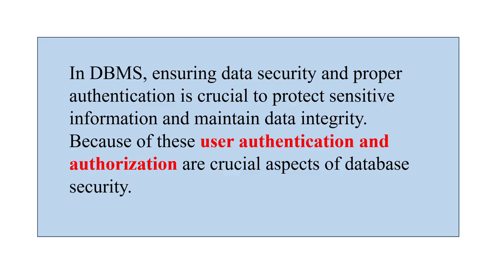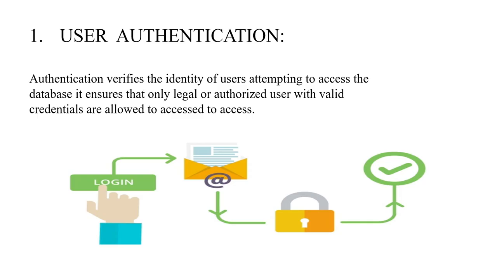In DBMS, ensuring data security and proper authentication is crucial to protect sensitive information and maintain data integrity. Data integrity is nothing but providing security to the data stored in our database. Because of this, user authentication and authorization are crucial aspects of database security. These are the two crucial aspects, user authentication and user authorization, which maintain our data integrity and protect sensitive information in our database management system. First we will deal with user authentication. As we can see here, we log in in some way, and it is logged and saved in our database management system. This process shows how the data will be stored in the database management system.